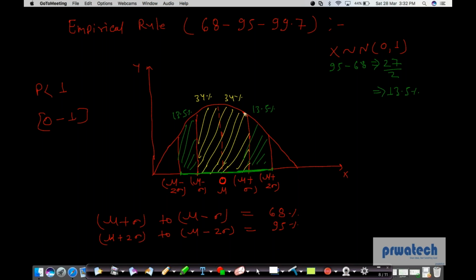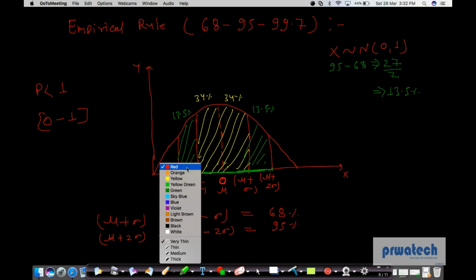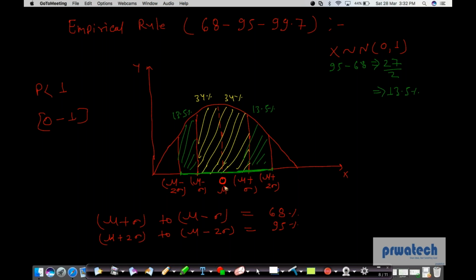Okay, all right. This area is 95%. Now, the third standard deviation, because we have values till the third, is the third standard deviation above the mean, which means this area, mu plus 3 standard deviations, and mean minus 3 standard deviations. This is mean minus 2 standard deviations, and this is mean minus 3 standard deviations.